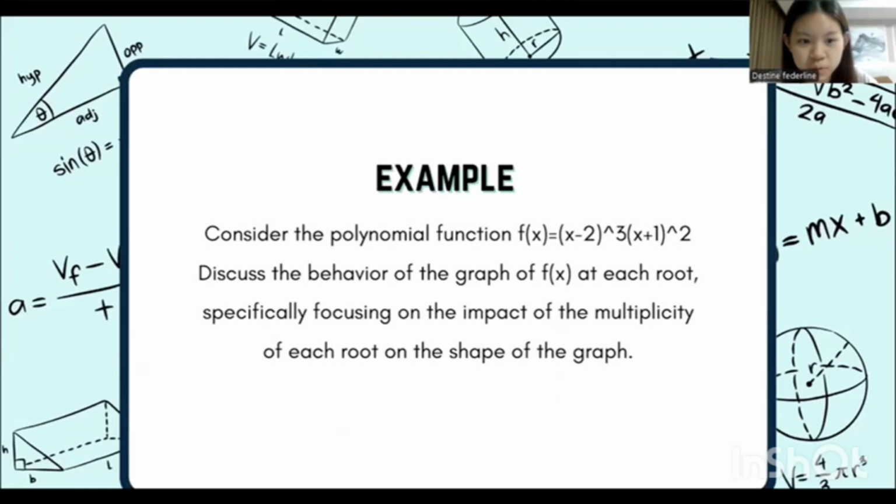Let's do an example. Consider the polynomial function f(x) equals (x minus 2) to the power of 3 times (x plus 1) to the power of 2. Discuss the behavior of the graph of f(x) at each root, specifically focusing on the impact of the multiplicity of each root on the shape of the graph.